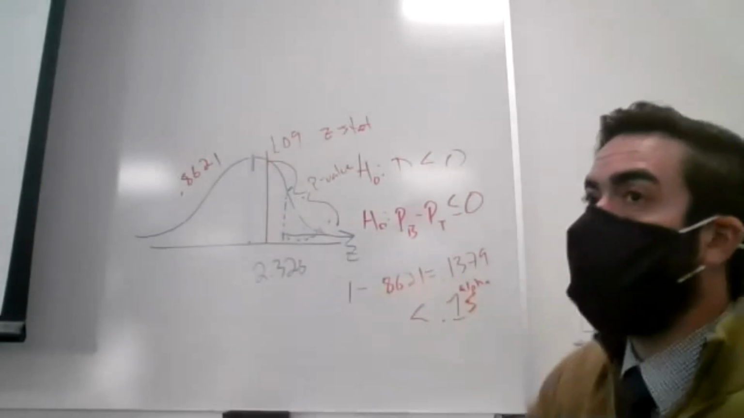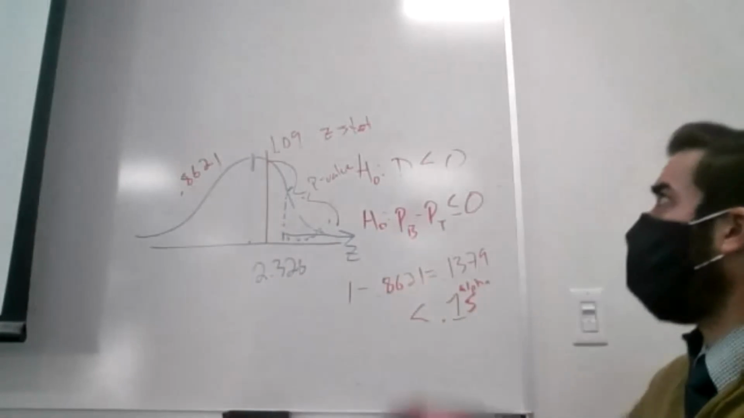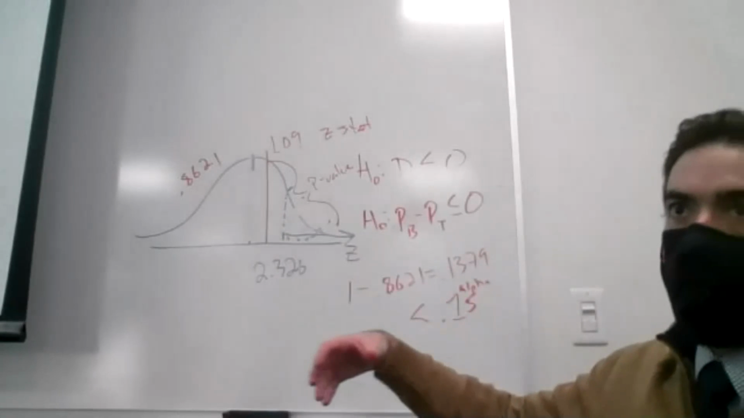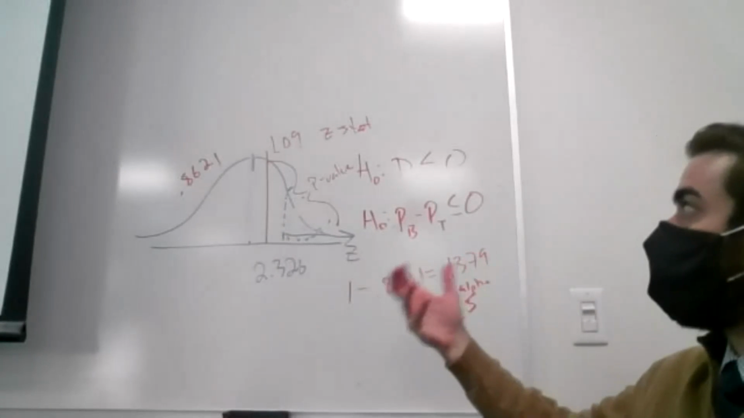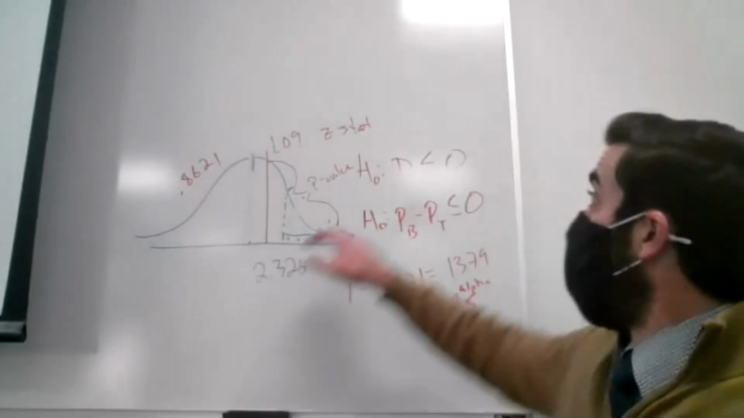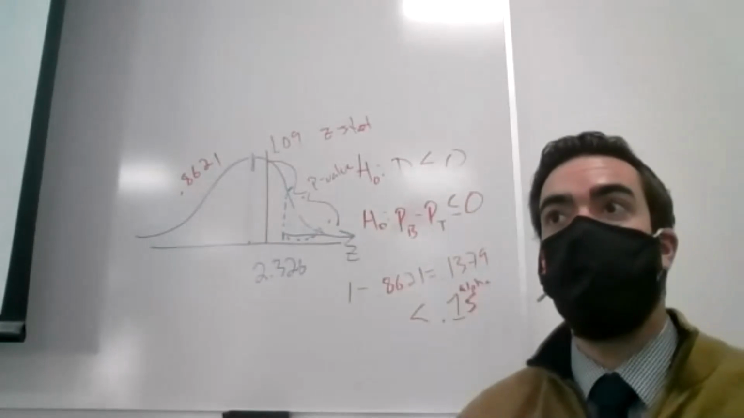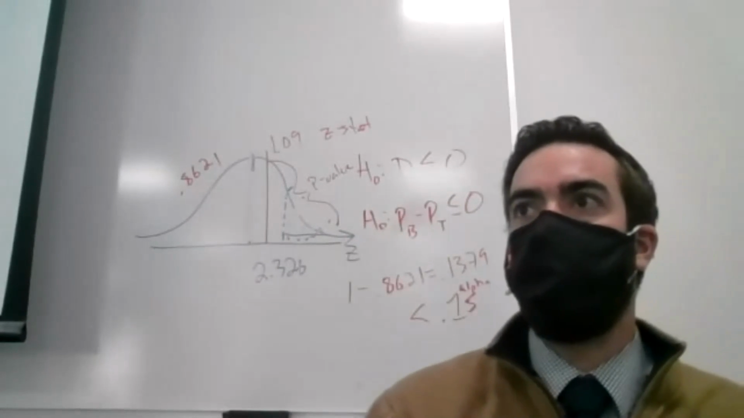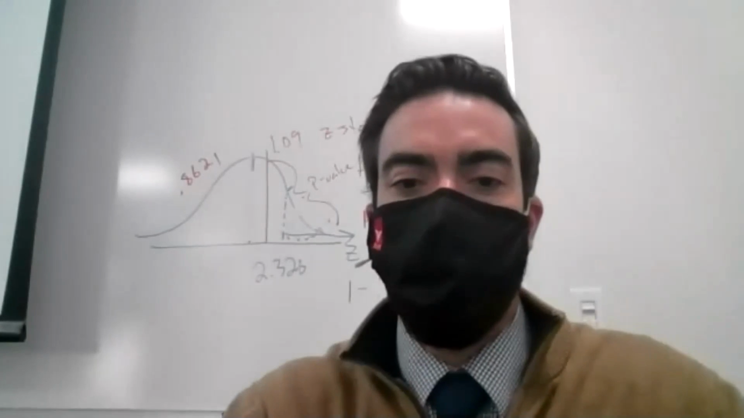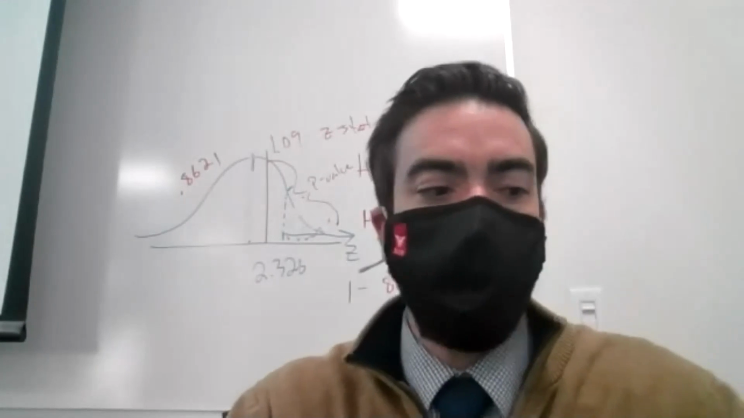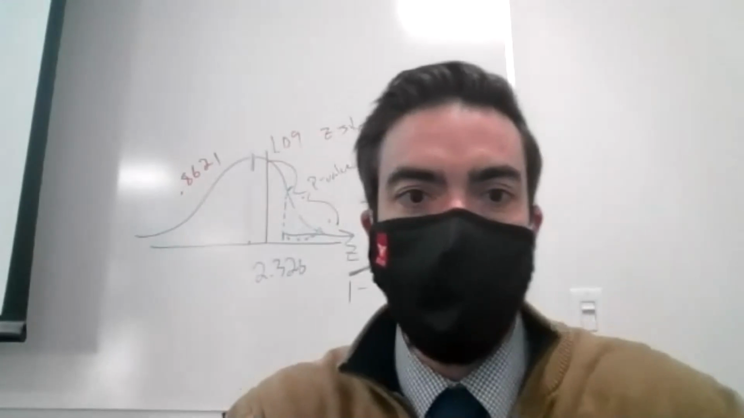So even though we didn't find sample evidence that went against the null at these higher levels, it still was pretty strong evidence that went against that assumption that Biden was going to get fewer votes than Trump in the popular vote. Okay? So that was a pretty relevant, interesting example there.